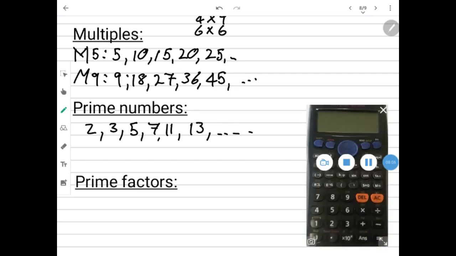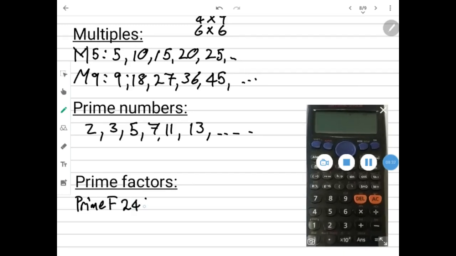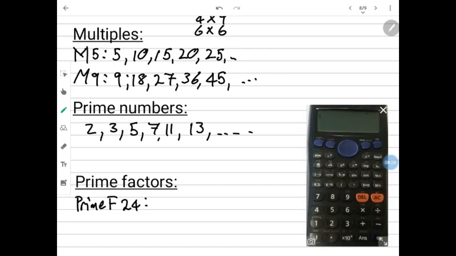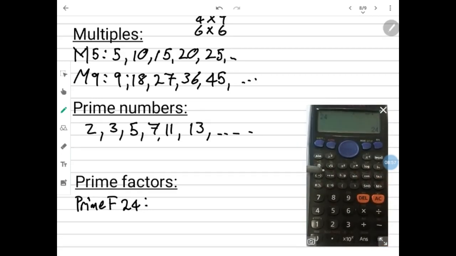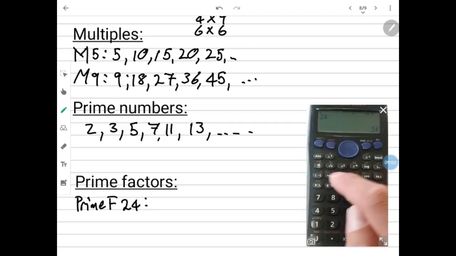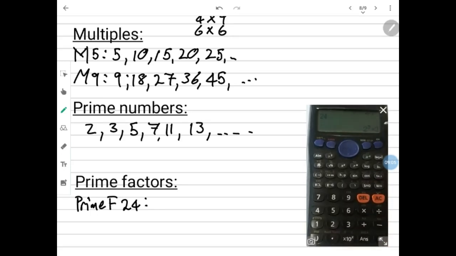So on the calculator, let's say we're looking for the prime factors of a simple number for now. Let's get the prime factors for the number 24. On the calculator, you type in 24 and press equals, so that the 24 is there on the screen. Then you press shift and fact. On my calculator it's written in yellow. Shift fact, and then the screen gives you the prime factors for the number 24.